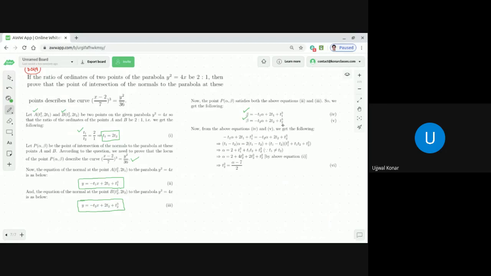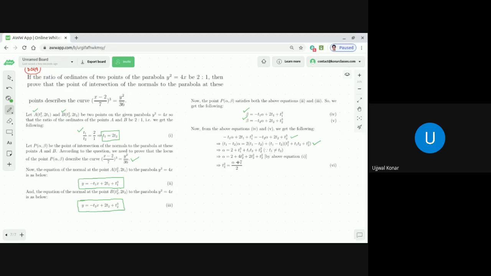Now from the above equations 4 and 5, what do we get? Because beta is the same, the right hand sides are equal, so we get this one, and we rearrange it. After rearranging, we get T1 minus T2 common, and T1 cannot be equal to T2, because A and B are different points. They cannot be the coincident point, the same point. So we can divide both sides of this equation by T1 minus T2, and we get alpha equal to 2 plus T1 square plus T1 T2 plus T2 square.